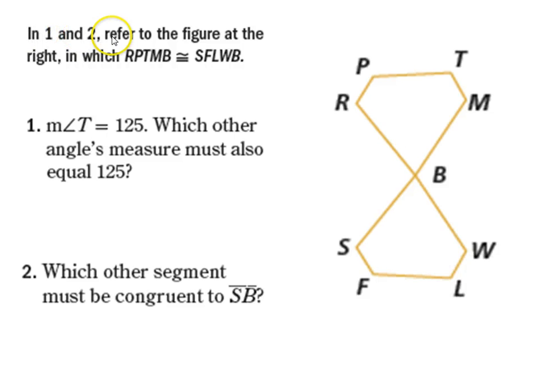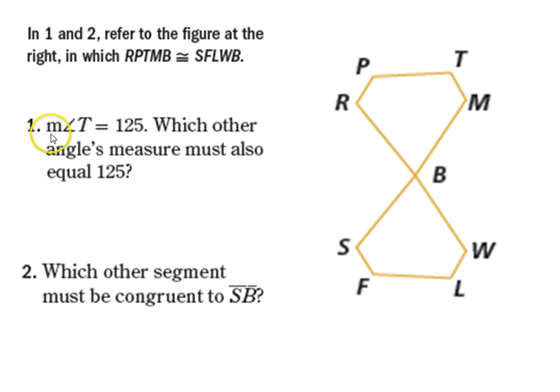So we have number 1 and 2 where we are referring to the figure that we have here, which is RPTMB is congruent to SFLWB. So basically this kind of diamond looking figure, I guess, for lack of a better term, is congruent to this one down below.